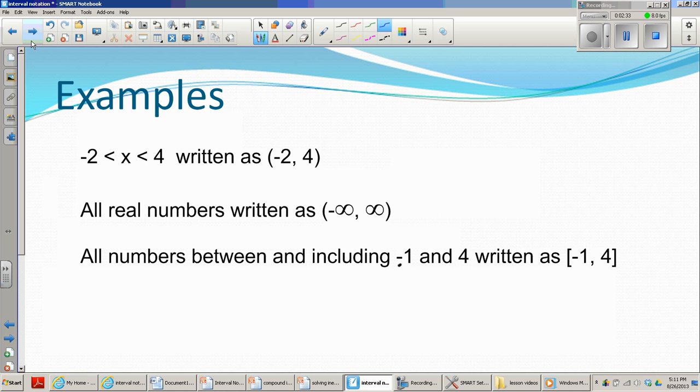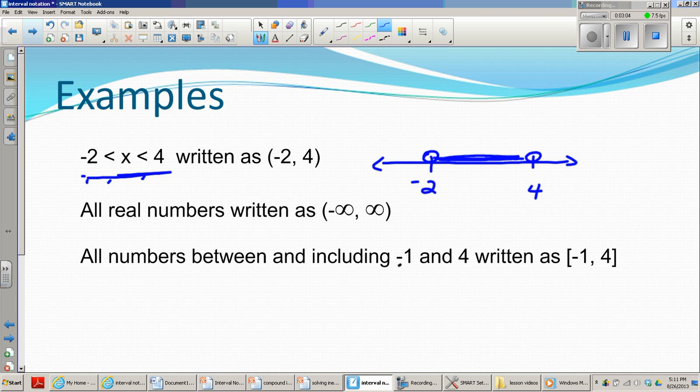Some additional examples. We have the inequality -2 is less than x, which is less than 4. Since it's not equal on either end, sometimes drawing a graph can be helpful. So we have the value -2, we have the value 4, and everything is between those two values. Since it's not equal, that would be open circles and shaded between.